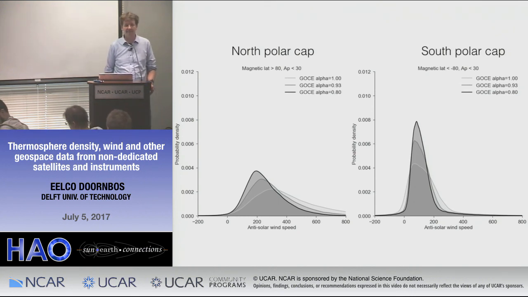GOCE has sampling issues, so what would be your ideal mission profile for getting all the data you want? Yeah, so ideally you would want multiple missions. So GOCE has these sampling issues because of its sun-synchronous orbit, but the sun-synchronous orbit also brings many benefits because we can have solar cycle variations, and we do not have to worry about the local time, and we can look at day-of-year variations.